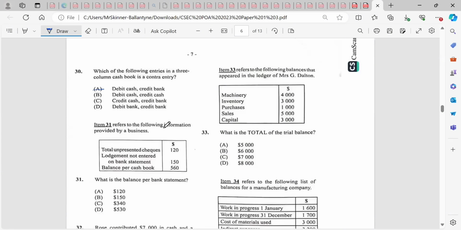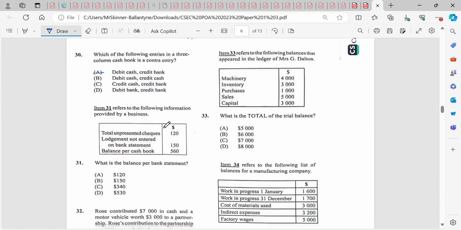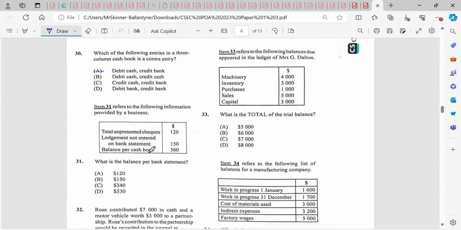31. We did this question a few times. The formula is your balance as per cash book, add what? Unpresented checks. Add unpresented checks and minus judgments, right? So 560 add 120 minus 150 will give you D, 530.